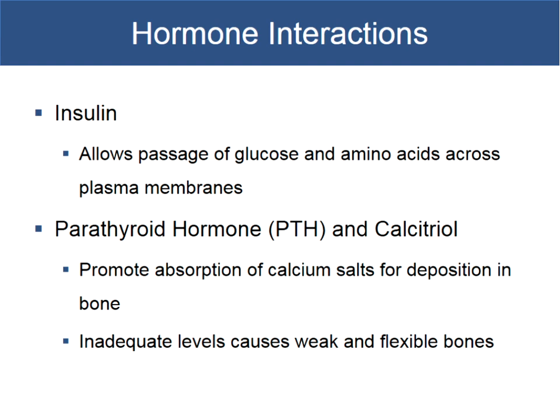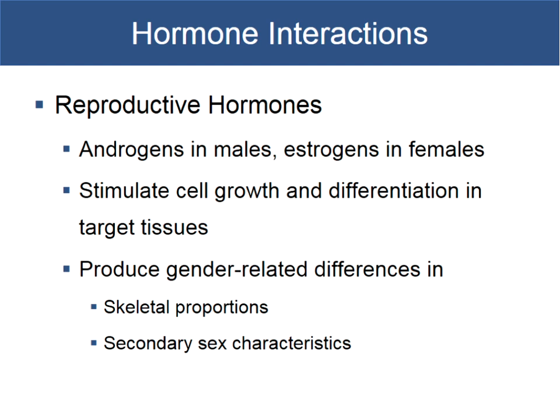We've talked about insulin, how its job is to allow the passage of glucose and amino acids to the plasma membrane. Parathyroid hormone and calciferol also work antagonistically with one another, where parathyroid hormone is going to increase your blood calcium levels, and calcitonin is going to deposit calcium into your bones. If you don't have adequate levels of parathyroid or calciferol, then the bones can become very weak and very flexible.